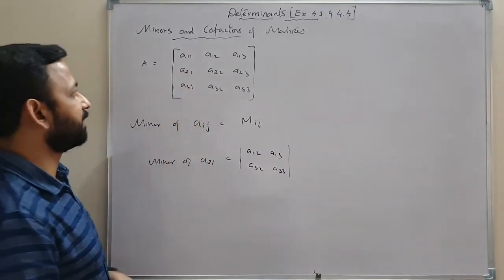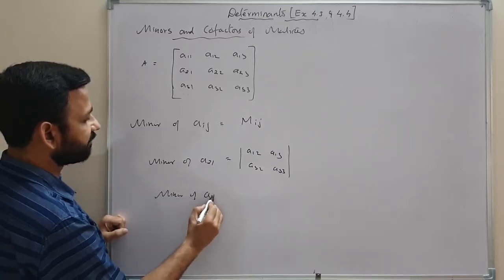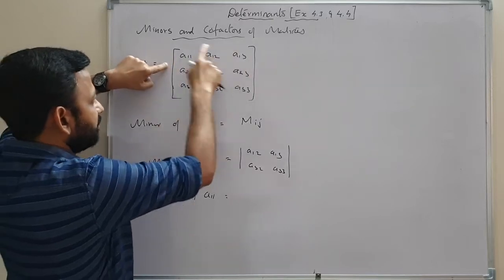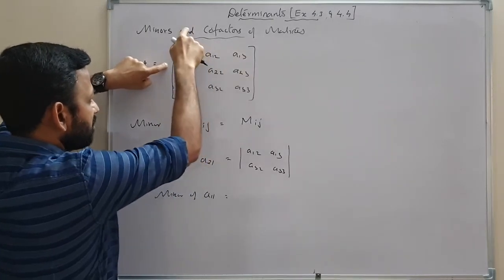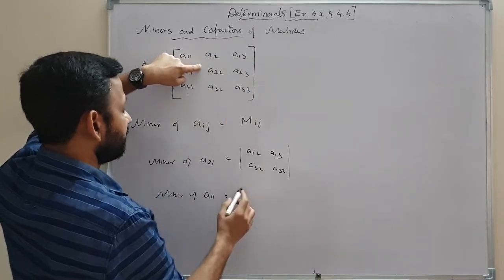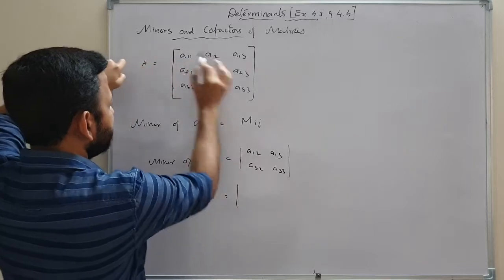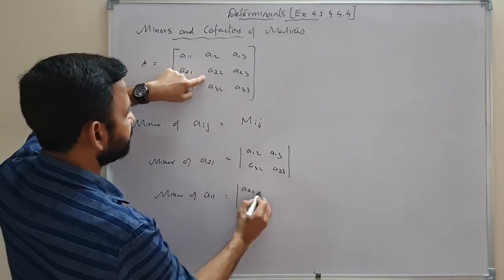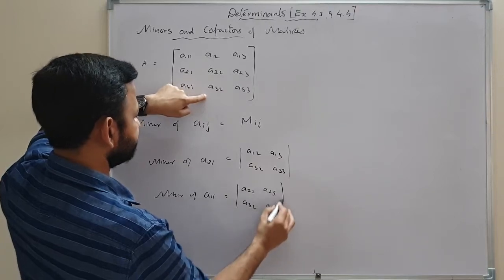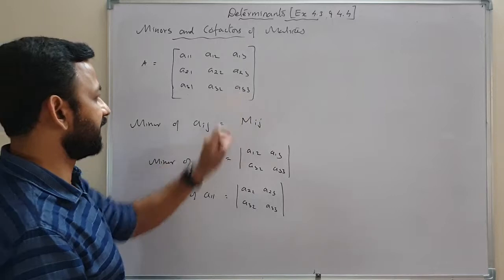If you want to find a minor of A11, that is from the first row, first column, delete the first row and first column. Then find the determinant of the rest of the elements, that is A22, A23, A32, A33. That is the minor of A11.